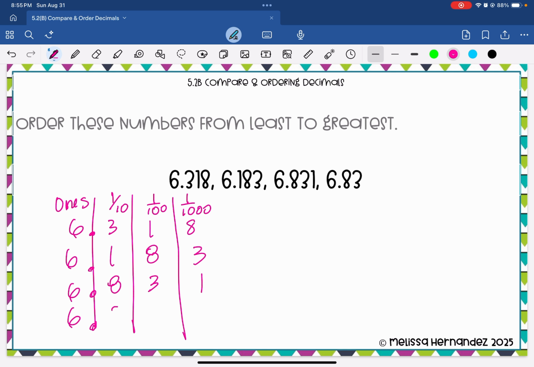And I purposely used these numbers. They're all so close to each other because I feel like this is where kids would maybe miss a beat. All right, so in the ones spot, they're all 6, so we're good. Now, the nice thing, there's only 1/10, and now the rest are 3 and 8, 8, so we're good. We know it's 683. We're done with that one. Scratch it out. Next, the 3 is smaller than the 8, so 318.